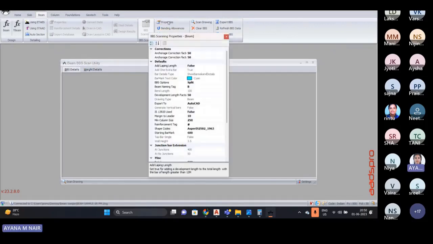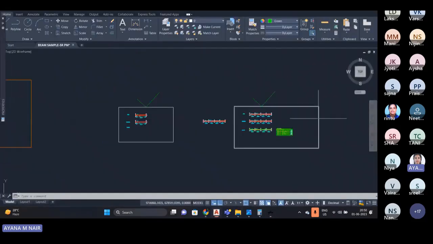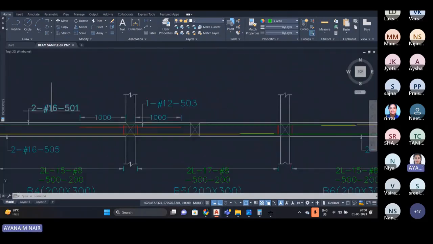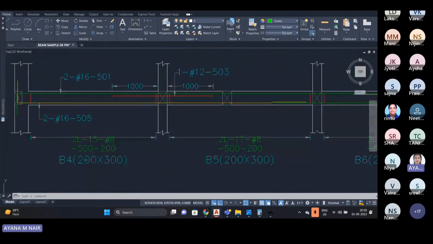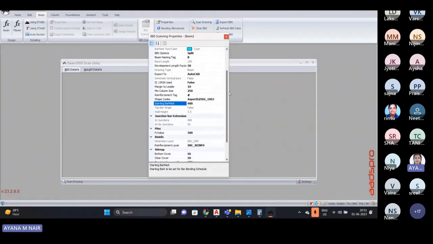So click on this property box, and here, the starting bar mark should be provided above 500 or something in order to avoid confusion. While scanning, you can see here it's marked as 503, 501, etc. So the beam section is 200, 300. When we put this bar marking as 200 or something, it will become confused. So it's better to keep the starting bar mark above 500. So here I am making it as 600.